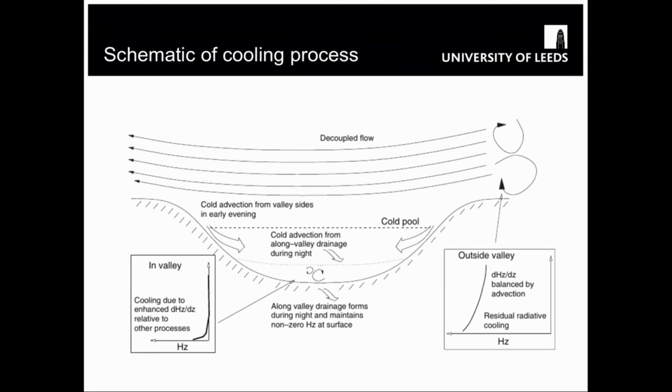And then later on in the night, we get this down valley drainage flow setting up. Aloft, that might be cooling, and near the surface, it can lead to some warming. But it's that drainage flow that maintains the non-zero heat flux gradient. So the cooling is enhanced by this drainage flow. It's enhancing that turbulent cooling within the valley compared to what we would see outside the valley on the hilltop sites.